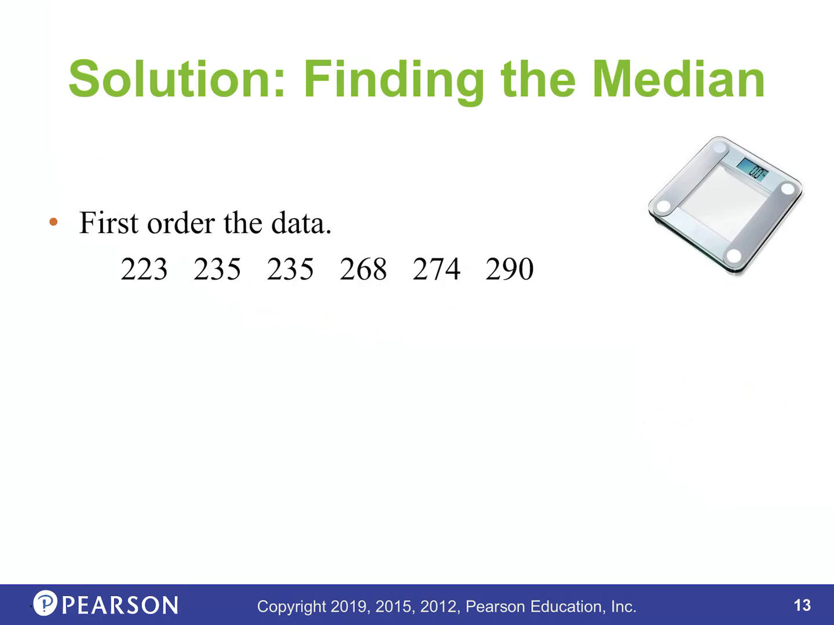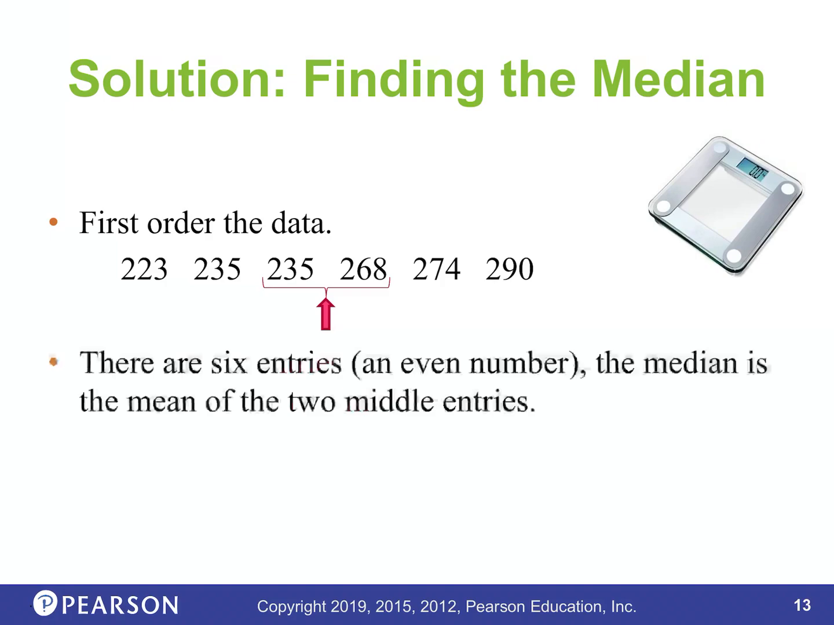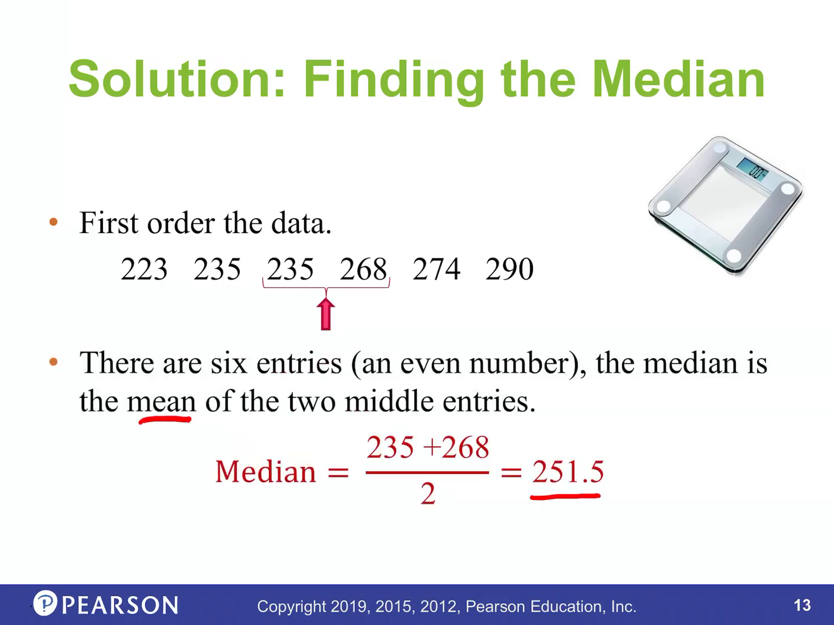So again, you first want to order your data. That wasn't ordered, I made a mistake. And then we want to find the middle 2 numbers. There are 6 entries, an even number. The median is the mean of the 2 middle entries. So we add them and divide by 2. So our median is 251.5.